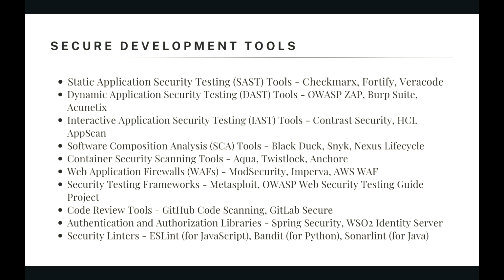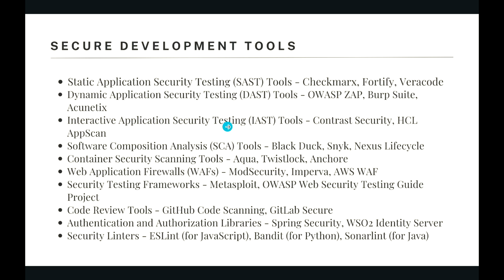They analyze source code, bytecode, or binary code to find security vulnerabilities or coding errors without executing the application. And dynamic application security testing tools test running applications for security vulnerabilities. So what they do is they imitate the attacks and check the application responses. So they help discover runtime issues.